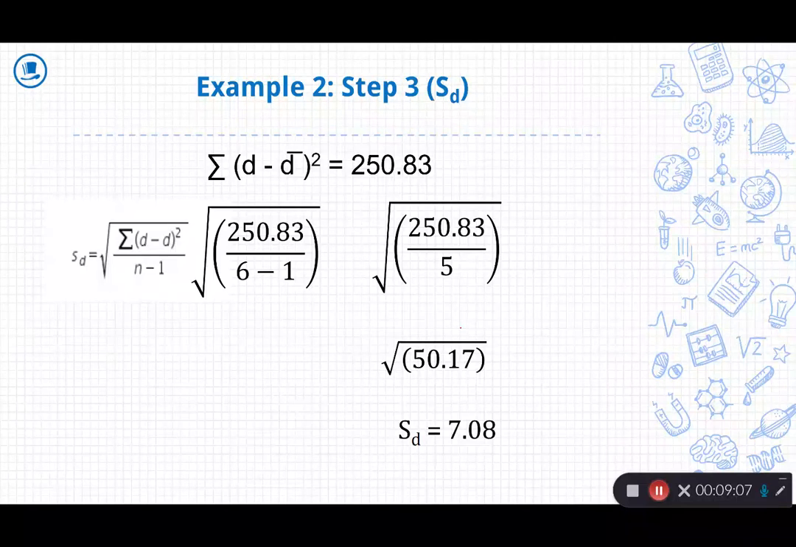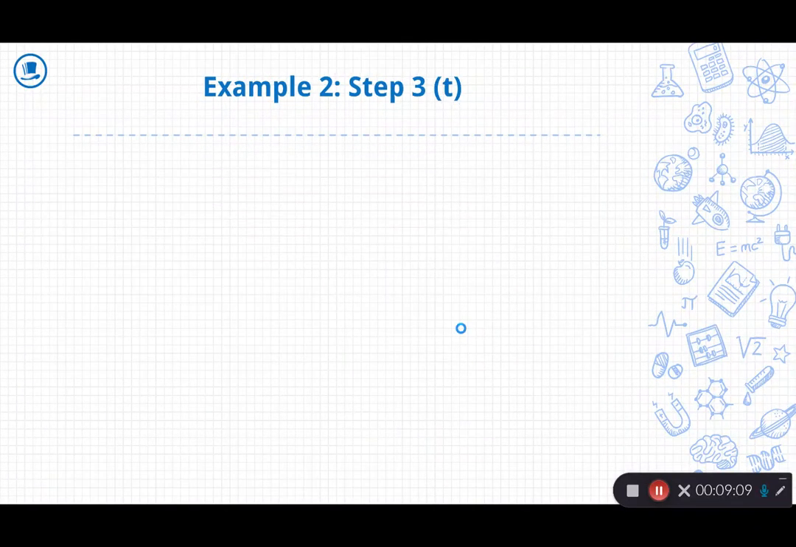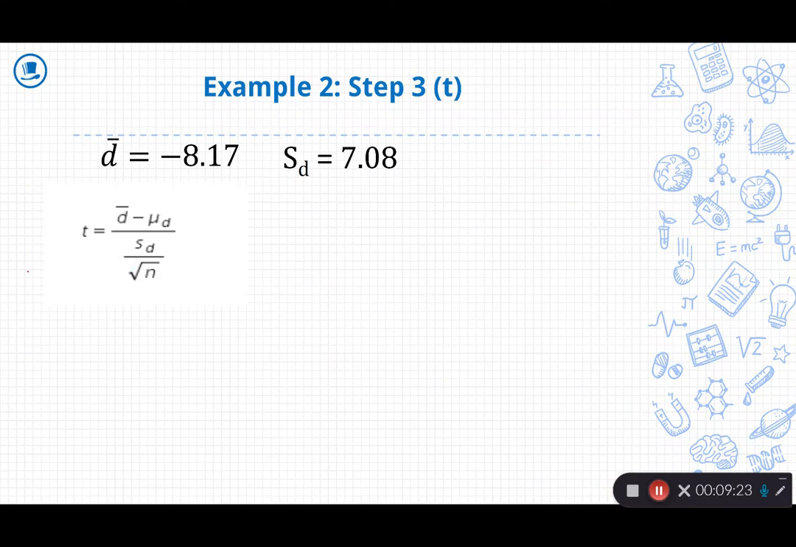Now that we've done that, we can find the t. We found that the mean difference was negative 8.17, and we just found that the standard deviation of the difference was 7.08. So now we have everything we need to do the t: D bar, mu sub D, and then the stuff for the denominator.